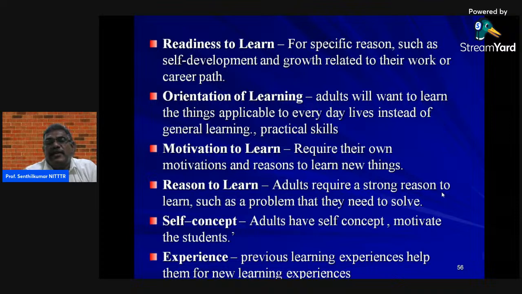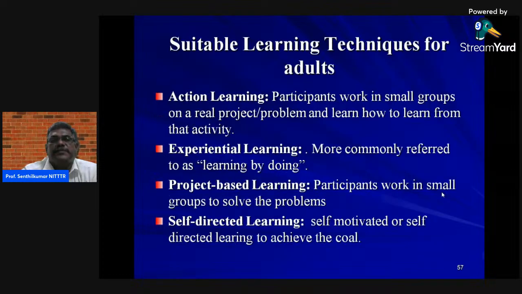Motivation: they require their own motivation, a reason to learn new things. So self-motivation, or motivation from the teacher. Adults require a strong reason to learn. For what purpose do I have to learn? Self-concept: adults have self-concept, motivate the student. Experience: previous learning experience helps the new learning experiences.